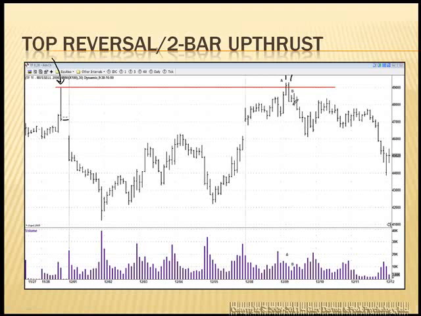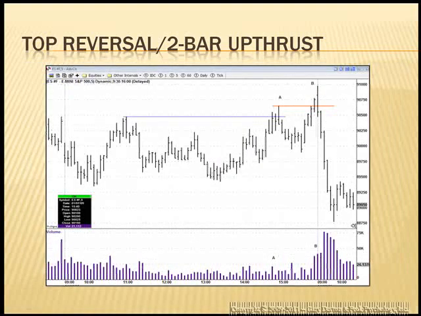Right? And then B is this no demand. And we rally back up and look again, we get this inability to rally, and it just goes into this little kind of apex trading range and then falls down from there. But that's a top reversal. Here's a beautiful example of one.